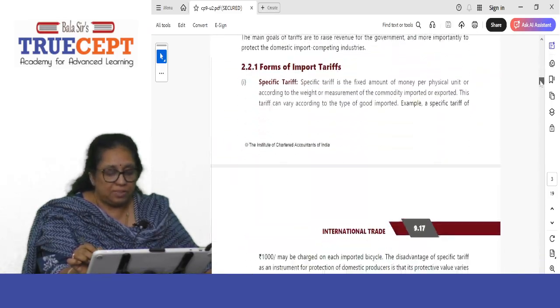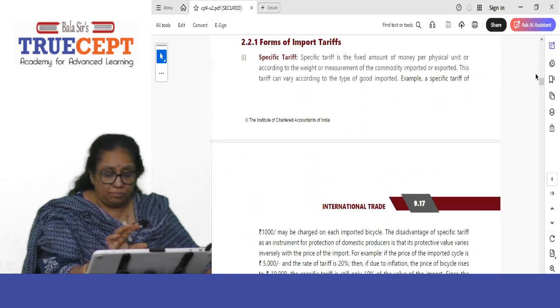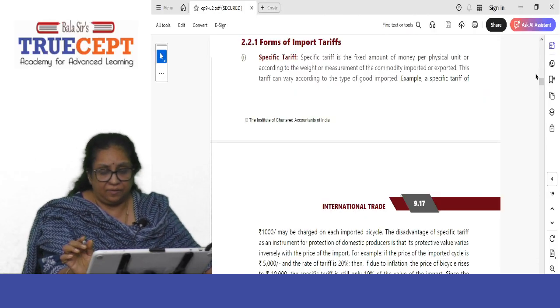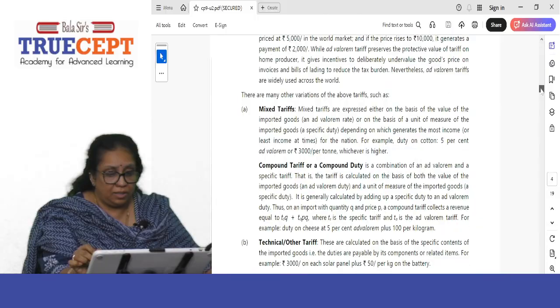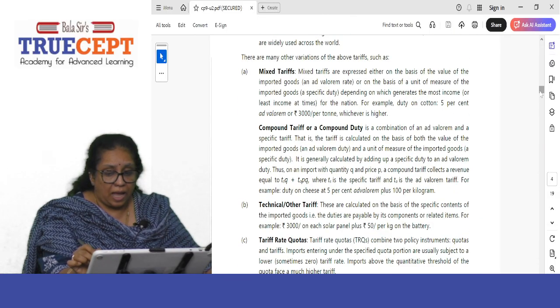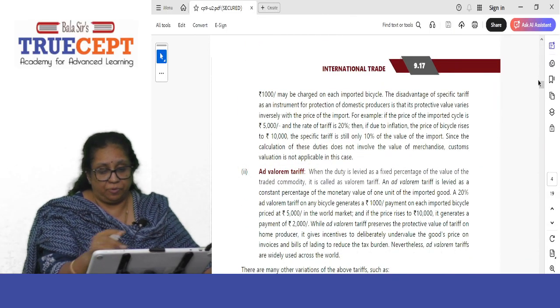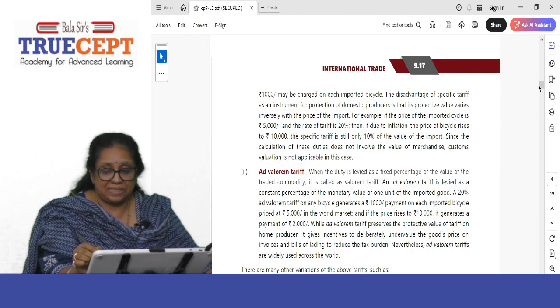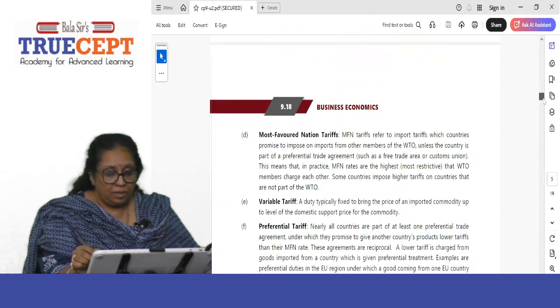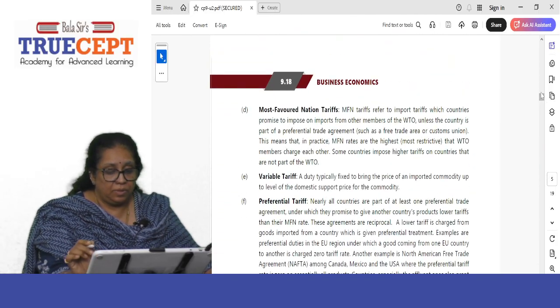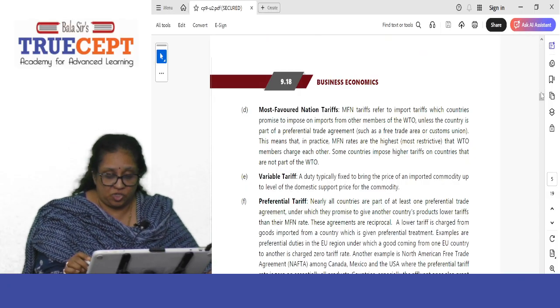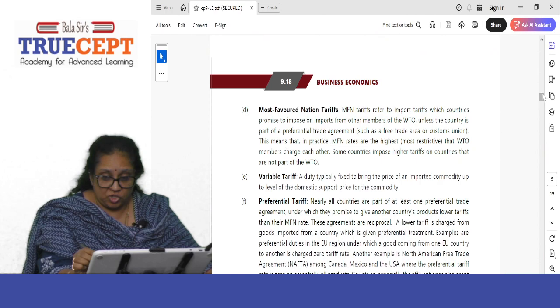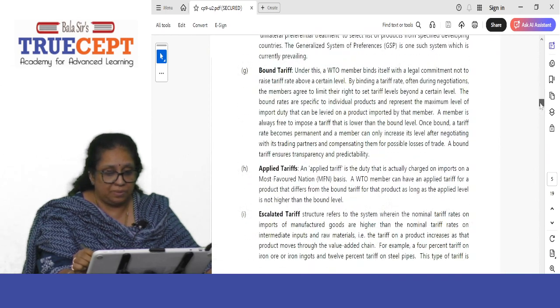But in this, specific tariff is a possibility. Then definitely ad valorem tariff also is a high possibility. Of these two, one question will definitely come. Then probably there is a question on most favored nation tariff. Preferential tariff, a question is possible.